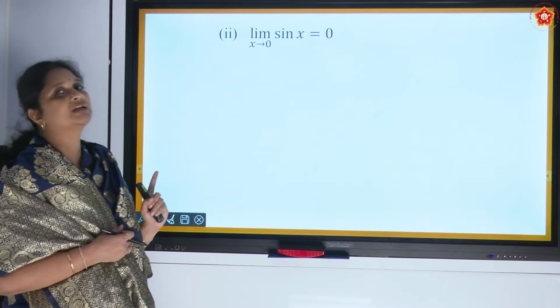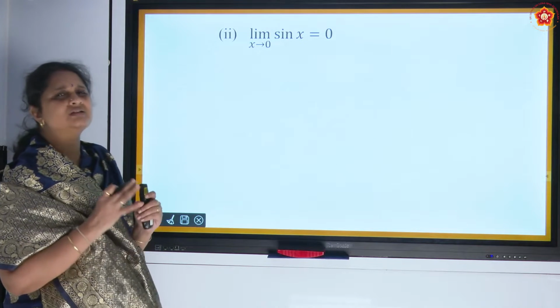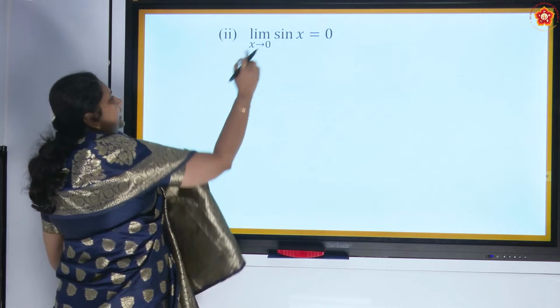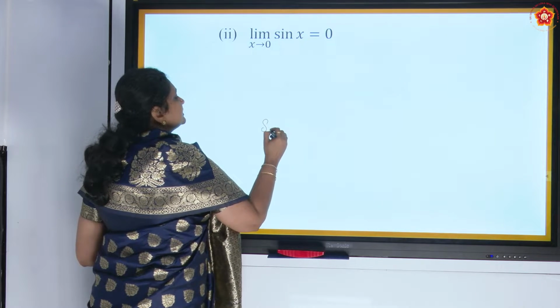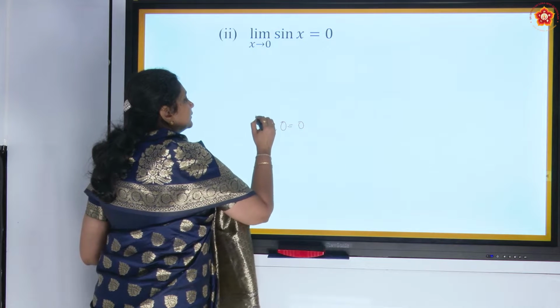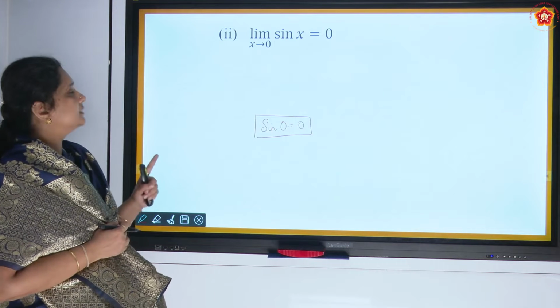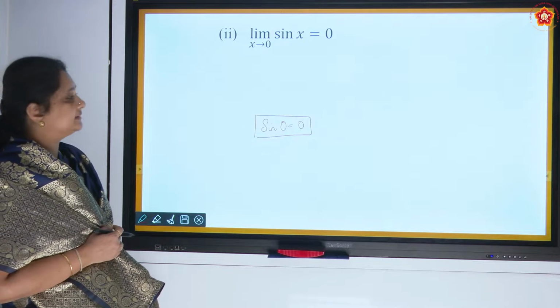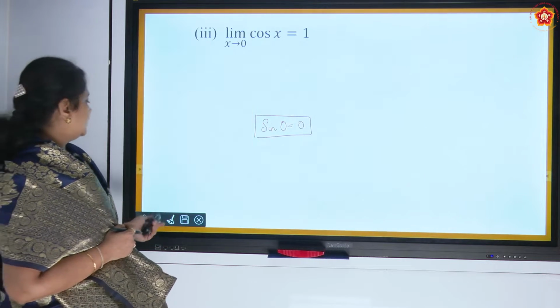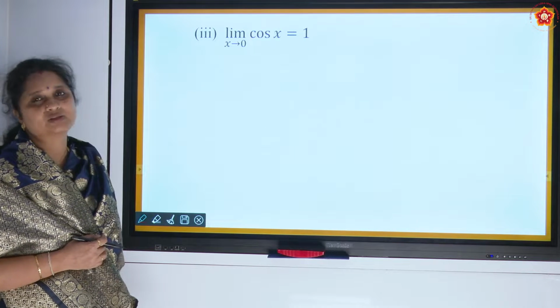The next function is this: the limit as x tends to 0 of sin x is equal to 0. This is very simple. When you apply the limiting value of x, direct substitution gives you the answer. Sin 0 is 0, you all know it very well. So the limit as x tends to 0 of sin x is 0. Now the next one is the limit as x tends to 0 of cos x, that's equal to 1.